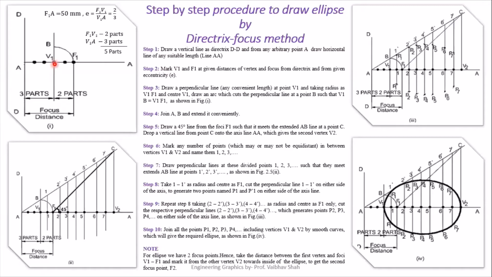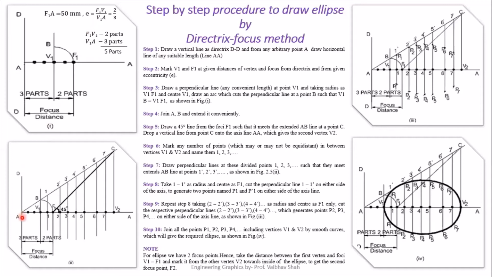After locating your vertex point, you have to draw one line perpendicular to this AA axis. I have drawn one line perpendicular to the AA axis, which is your line from V1, 90 degrees to your AA axis. After that, you take your compass, put it at V1 and take the radius equal to V1F1 and draw one quarter circle to cut this vertical line at point B. After getting this point B, we'll join point A with B and extend this line.